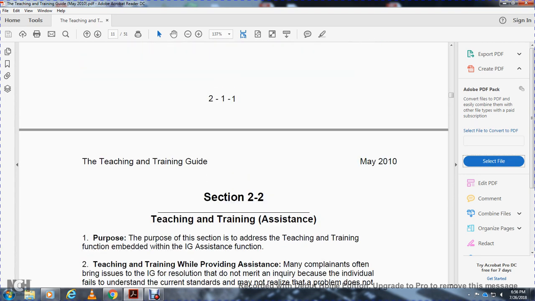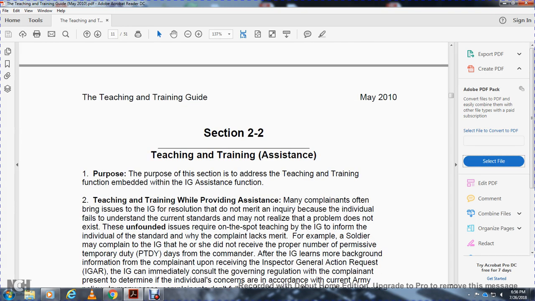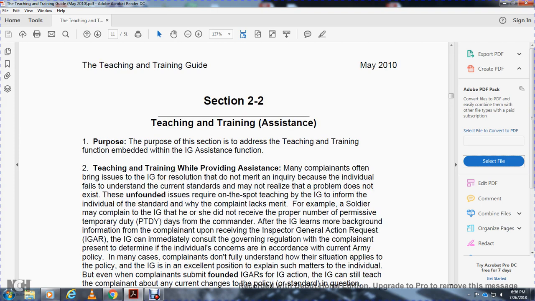Section 2.2, Teaching and Training Assistance. The purpose of this section is to address the teaching and training function embedded within the Inspector General assistance function. Teaching and training while providing assistance often bring issues to the Inspector General for resolution that do not merit an inquiry, because the individual fails to understand the current standard and may not realize the problem does not exist, or that there is no violation of the requirement. On the spot, the teaching by the Inspector General informs individuals of the standard and why the complaint lacks merit.